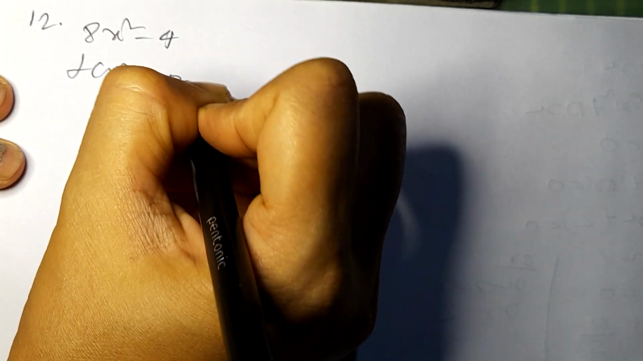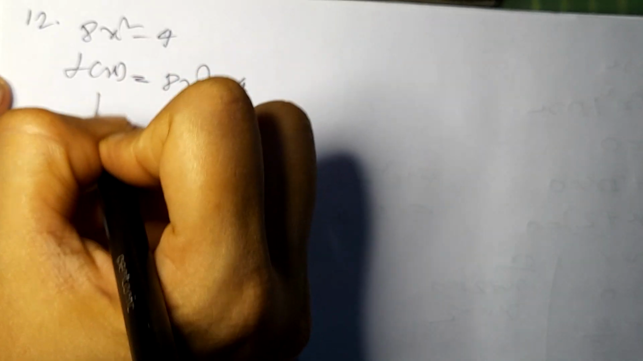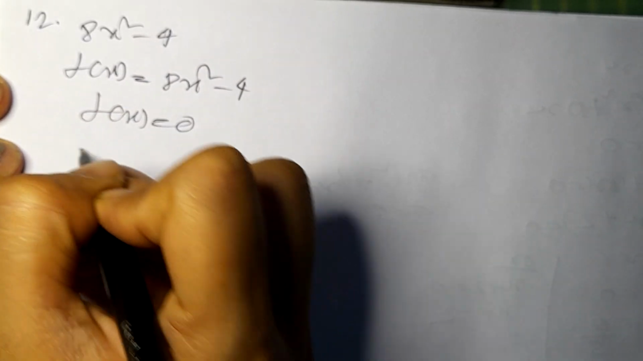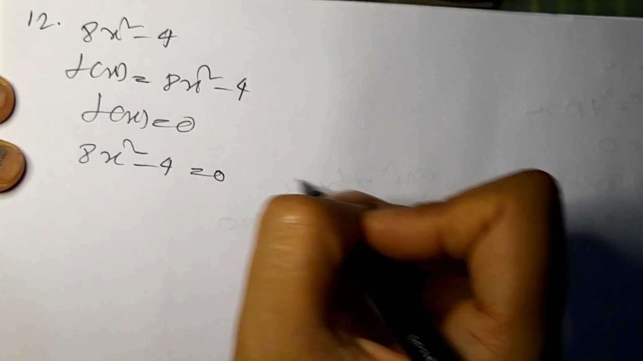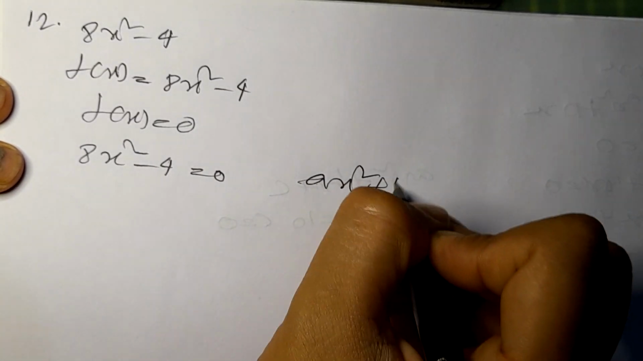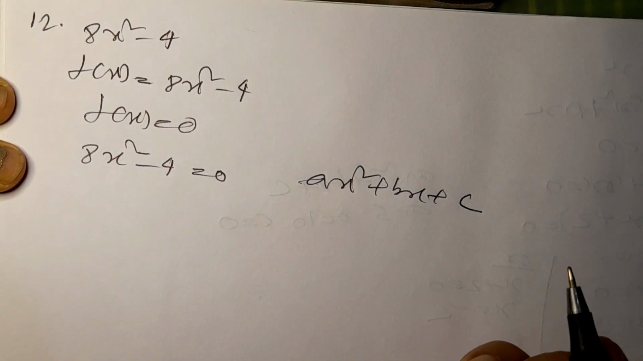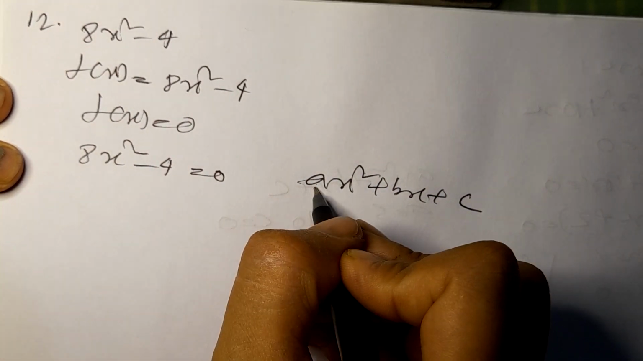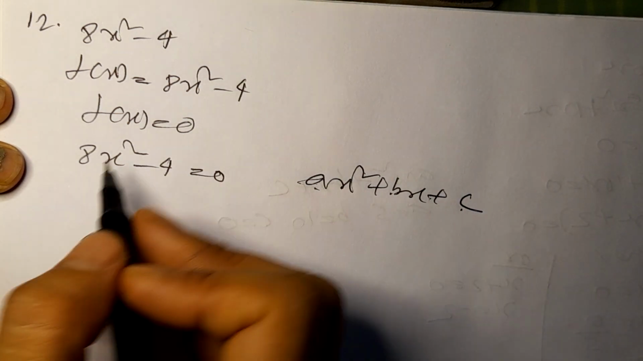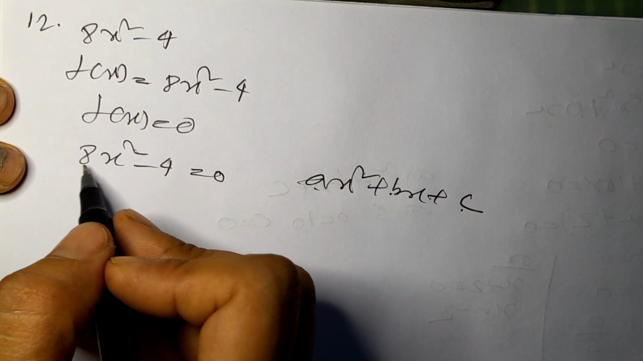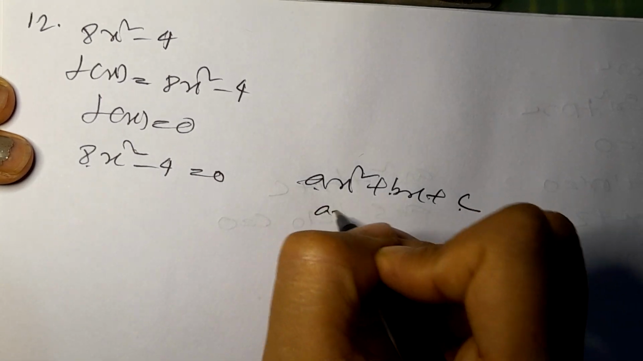Question number 12. The given function is f of x equal to 8x square minus 4. So f of x equal to 0 gives 8x square minus 4 equal to 0. Compare with the equation ax square plus bx plus c, because we need the a, b, c values. In front of x square will be a, in front of x will be b, the coefficient of x, and c is the constant. So what is the coefficient of x square? This is a, so a equal to 8.